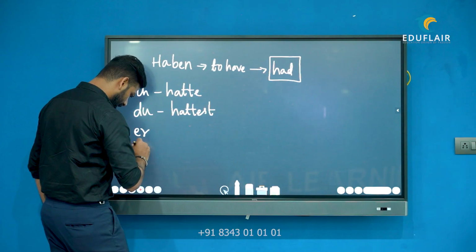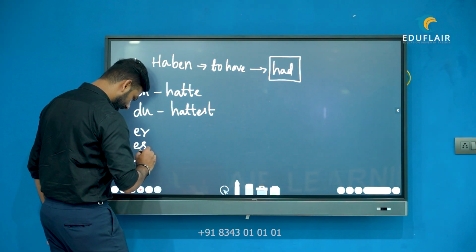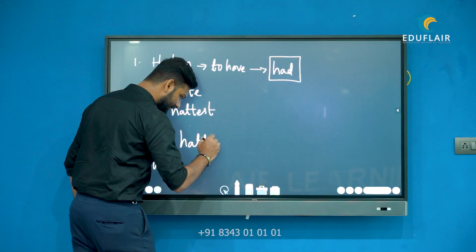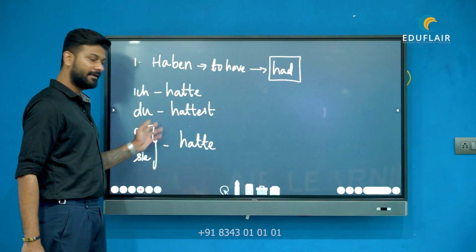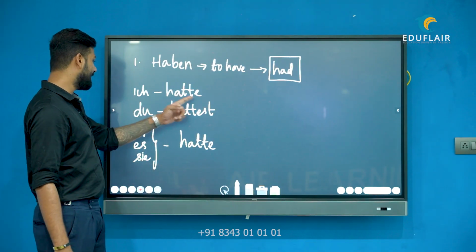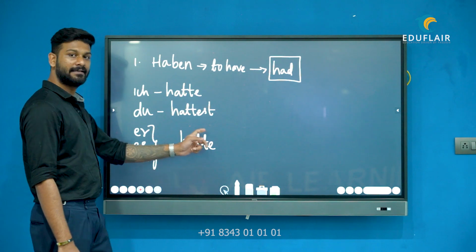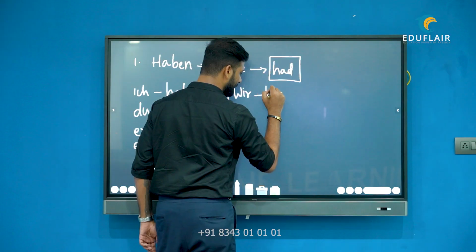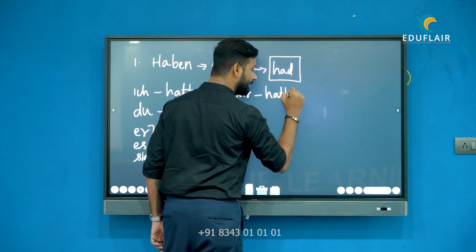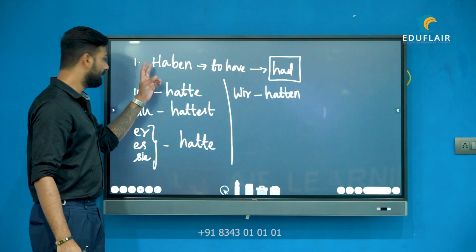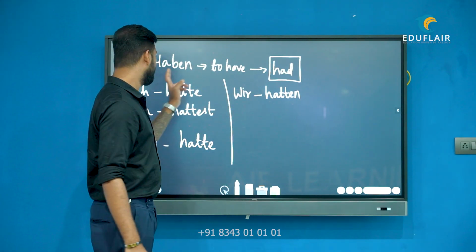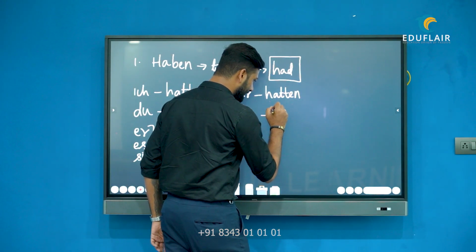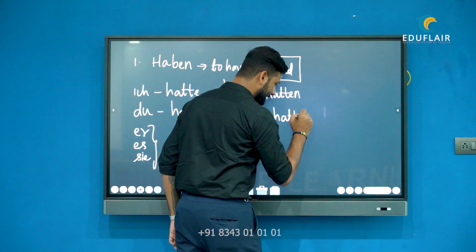Er, es and sie. These three will be the same as ich. നമ്മൾ മോഡൽ വേർബിലും കണ്ടായിരുന്നു. ഇഷ് കന്നാണെങ്കിൽ എറസിയും കന്നായിരിക്കും. ഇവിടെയും സെയിം തിങ്. ഇഷ് ഹാറ്റ്, ഡു ഹാറ്റസ്റ്റ്, എറസി ഹാറ്റ്. ആൻഡ് ഫോർ ദ പ്ലൂറൽ വിയർ ഇറ്റ് ഇസ് വിയർ ഹാറ്റൻ. ഇത്ര നമ്മൾ വാട്ട് വി ഡിഡ് ഇസ് വി പുട്ട് ദിസ് ഹാബൻ ടു ദ ഡൗൺ, ബട്ട് ഹിയർ ഇറ്റ് ഇസ് വിയർ ഹാറ്റൻ. ക്ലിയർ? ആൻഡ് ഫോർ ഇയർ ഇറ്റ് വിൽ ബി ഹാറ്ററ്റ്.